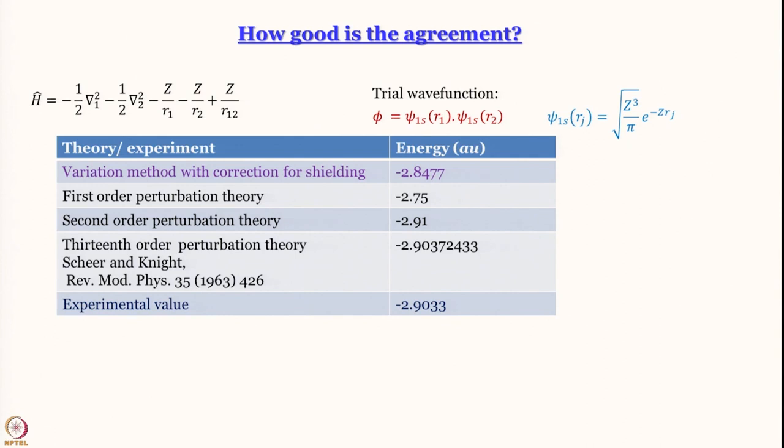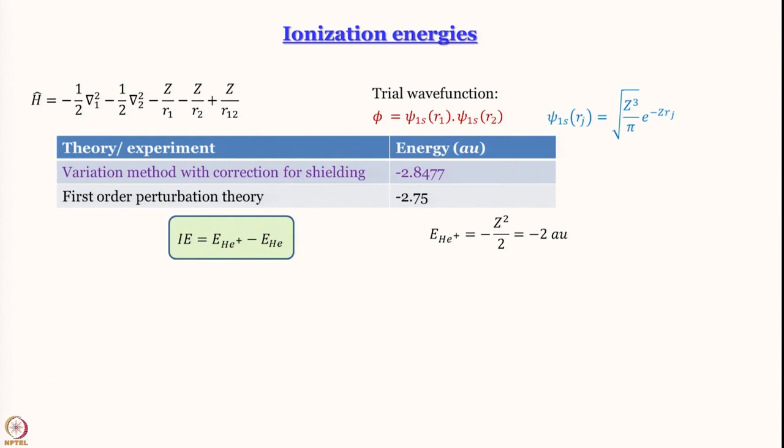And also to make a point that whatever we have discussed, first order or variation method, they are not all that great. That comes out nicely if you look at another atomic property, and that is ionization energy. We all know what ionization energy is in gas phase: the energy difference between the ion helium plus and the uncharged atom helium. So, now what we will do is work out ionization energy calculated using the variation method as well as first order perturbation theory.